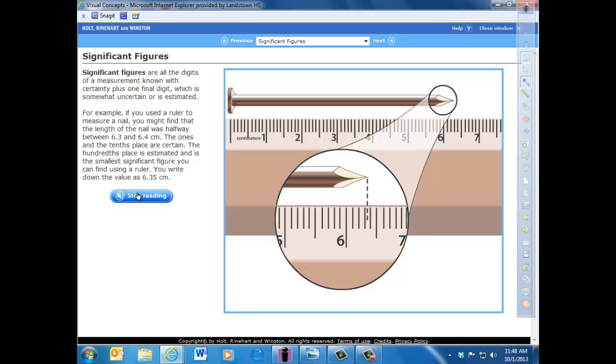The ones and the tenths place are certain. The hundredths place is estimated and is the smallest significant figure you can find using a ruler. You write down the value as 6.35 centimeters.